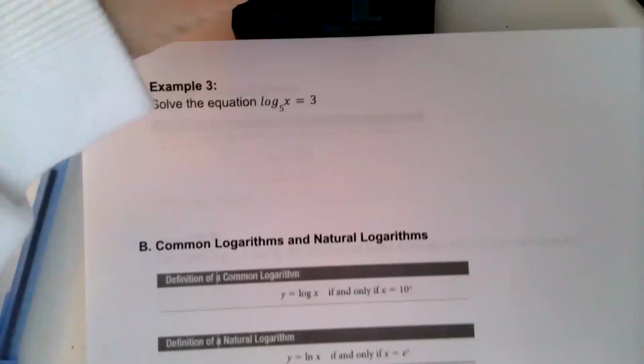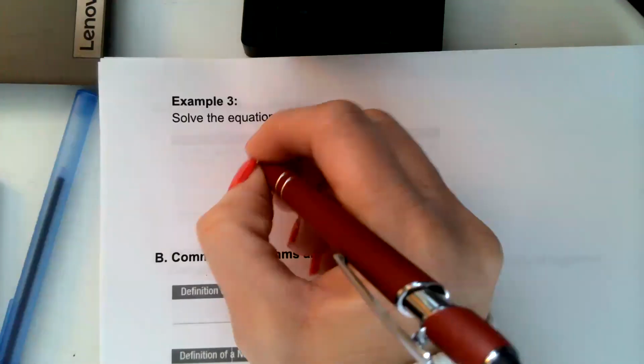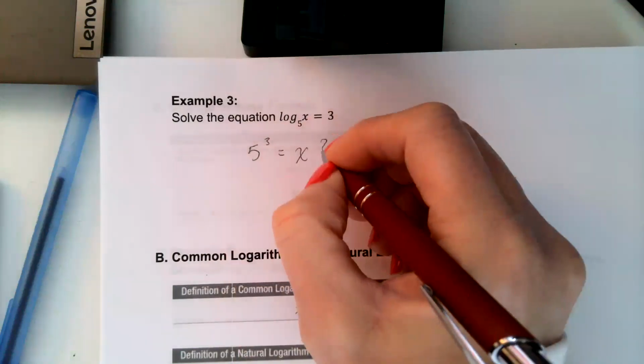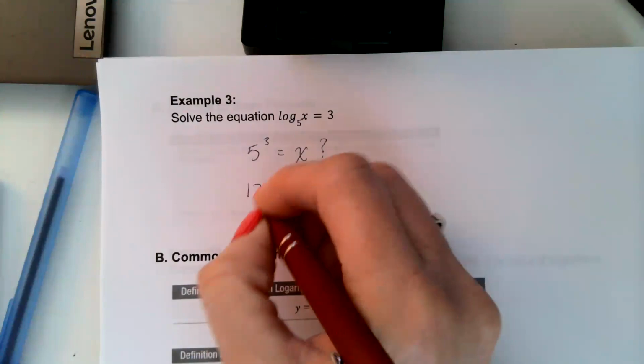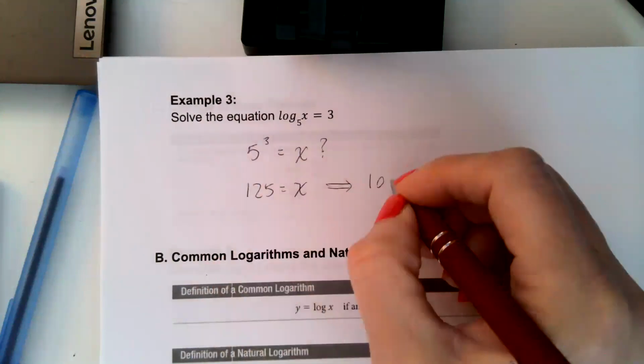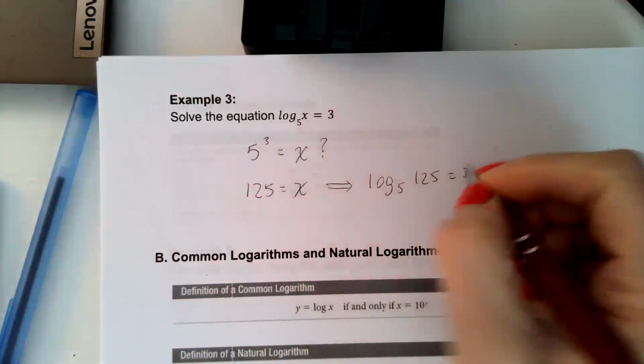So let's look at example 3 when we have a missing piece. Because when you have a missing piece, then you're forced to think about it in the respect of a logarithm or exponent. So this says 5 to the power of 3 is what number x? And that is 125. So this means that log base 5 of 125 is 3.